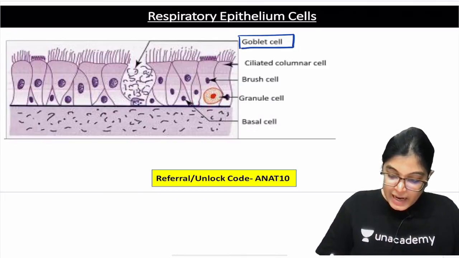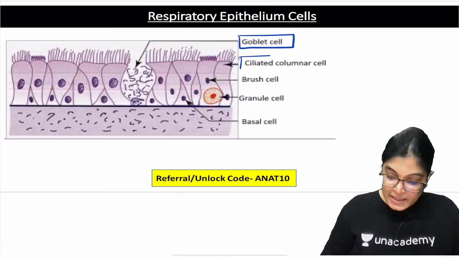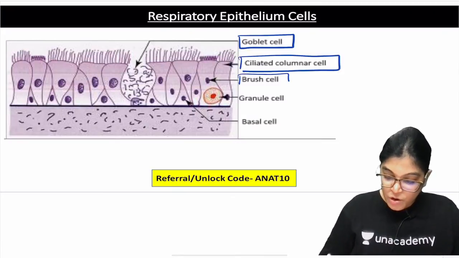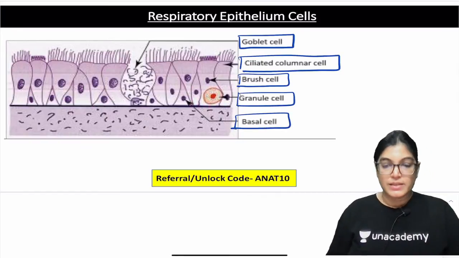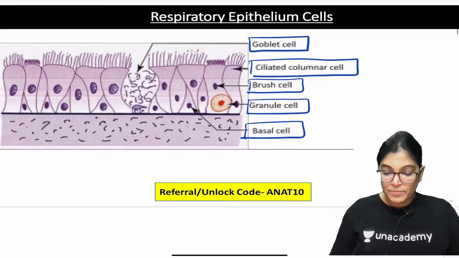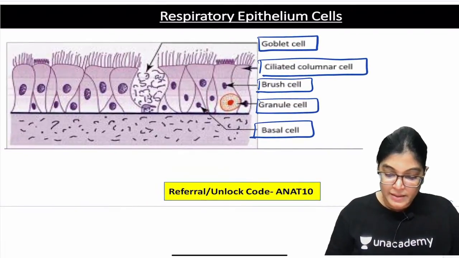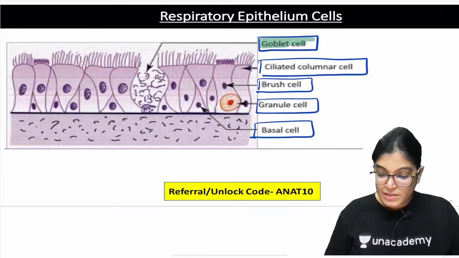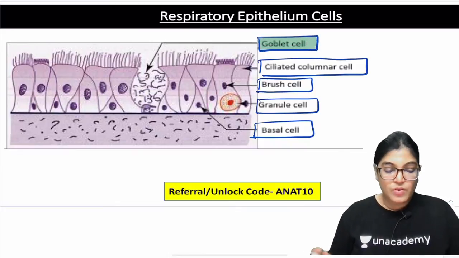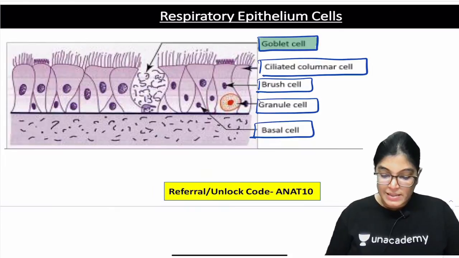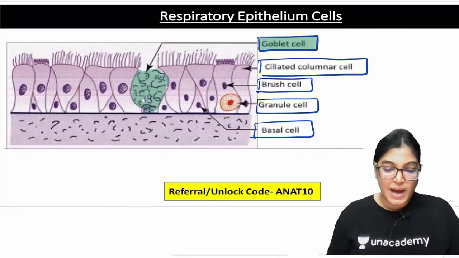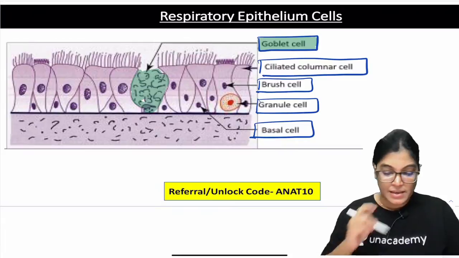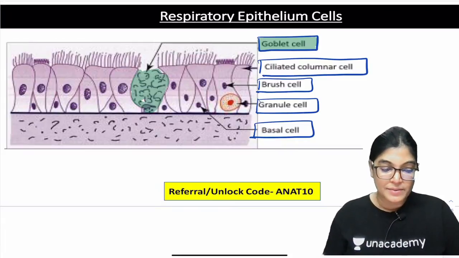The cells residing here are goblet cells, ciliated columnar cells, brush border cells, granular cells and basal cells. In the respiratory epithelium, you can see all these cells lying there. One by one, I would like to describe goblet cells. Can you appreciate the shape of goblet cells is flask-like, and it is a mucus secreting cell.